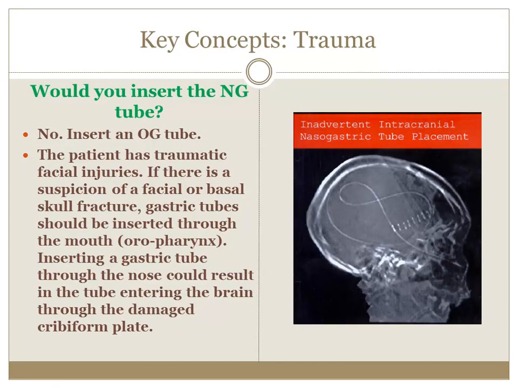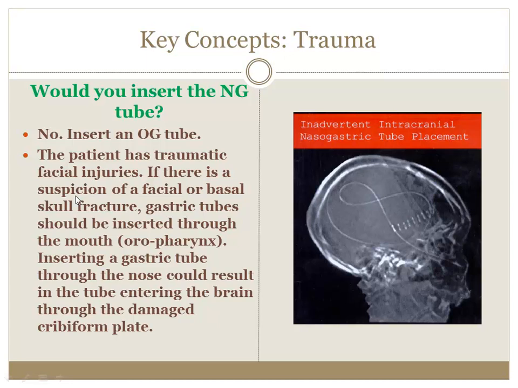Well, why wouldn't you insert the nasogastric tube? Well, because anytime the patient has traumatic facial injuries, you have to be strongly suspicious that there's a facial or basilar skull fracture. And this is just a picture to show what one trauma center did. They inserted a nasogastric tube and it went into the brain instead of down into the stomach. And this is because if the base of the skull is fractured, then it creates an opening where the NG tube can go through. So most trauma patients will have what is known as an orogastric tube.